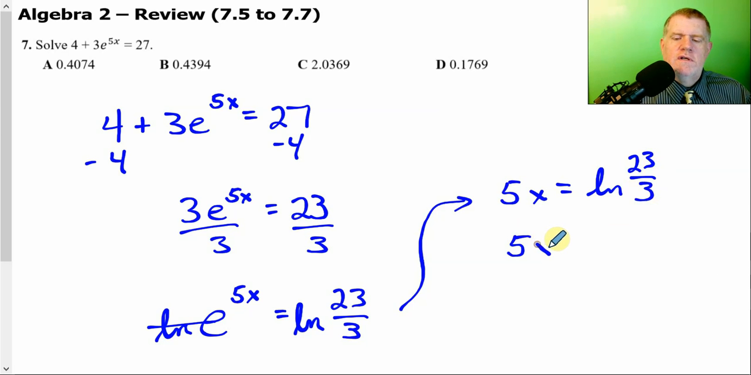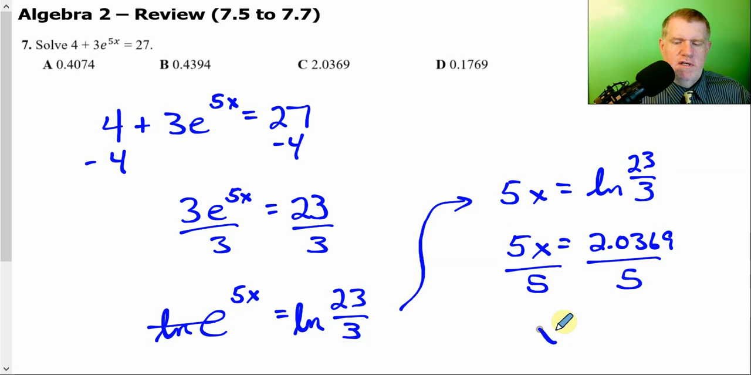So I did this. I converted that to a decimal. It happened to equal 2.0369. Divide both sides by 5. And you get 0.4074, which is letter A.